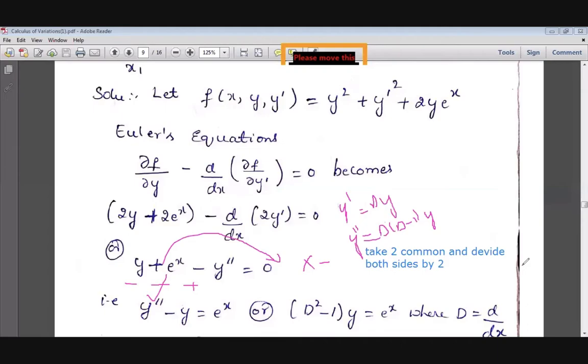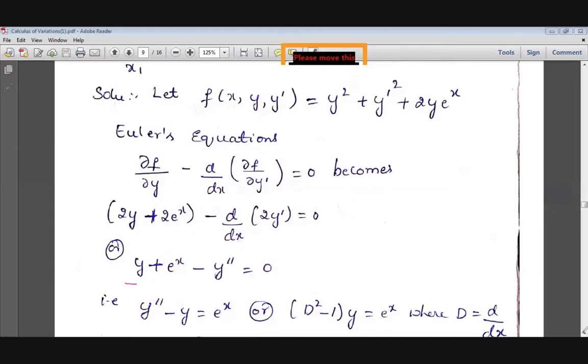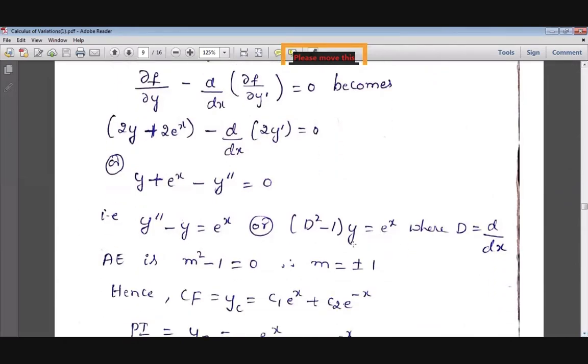Next, what we have to do? Put D equal to m. In place of D, write m, don't write y. So take only left hand side, don't take y equal to 0. So if you find out values for m, you will get plus or minus 1.